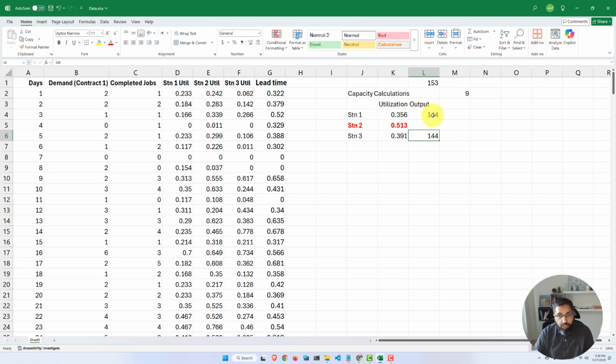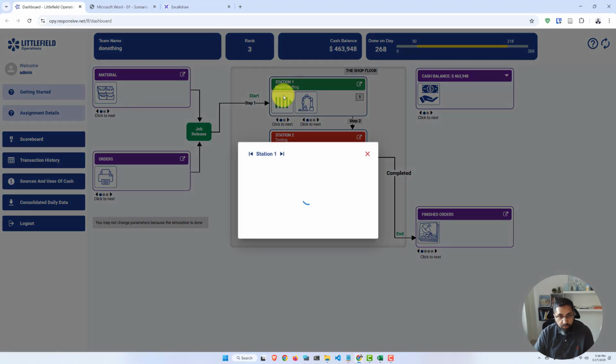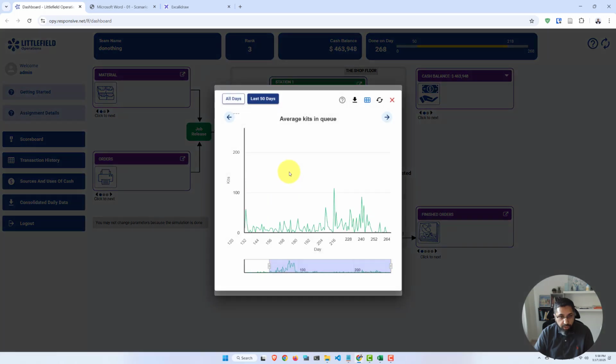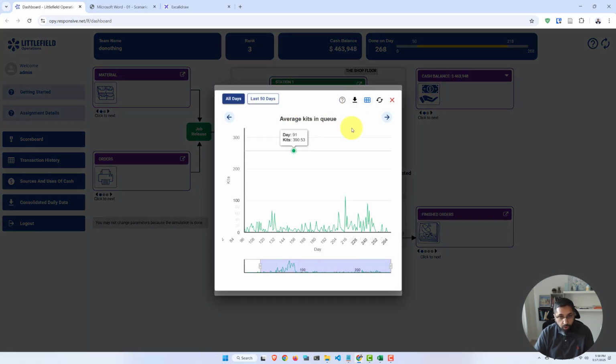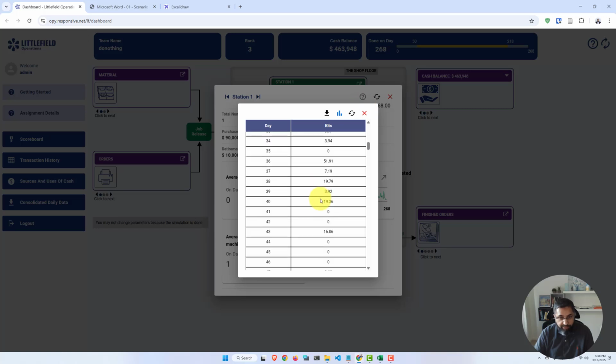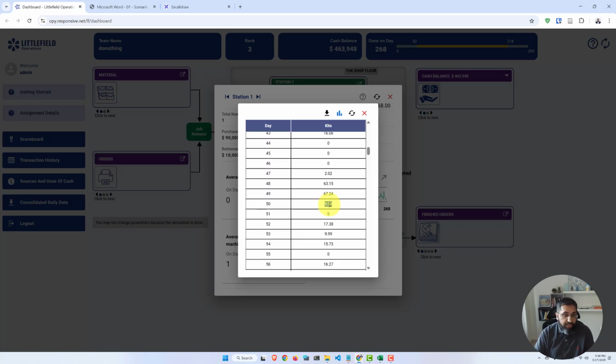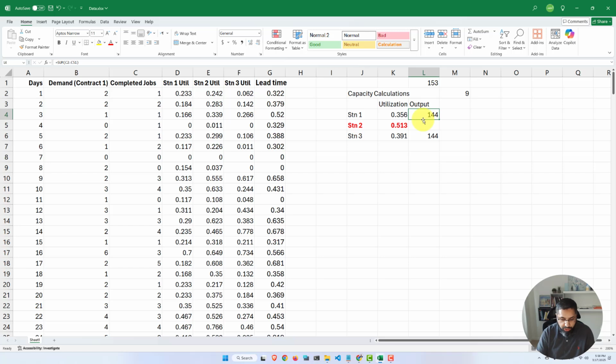So let's look at the queues on day 50 to see, of the 153 jobs, how many station 1 had completed. So if I go to station 1 queue and I can just look at the queue, this is kits, and I go to all days and I will look at the actual data. So on day 50, it's just 10 kits, which is 1/6 of a job. Okay, so station 2 has produced 153 times 60 minus 10. 10 are still in the queue. So that's how many kits it has produced. And I want to keep everything in jobs because it's easier, because our demand is given in jobs, not kits.